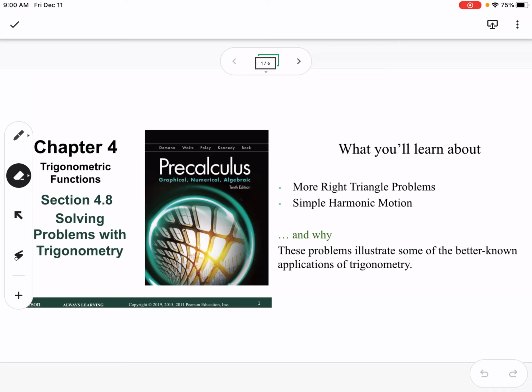Okay, so this is our last section in Chapter 4, Section 4.8, which is solving problems with trigonometry. We're going to talk about more right triangle problems and simple harmonic motion.